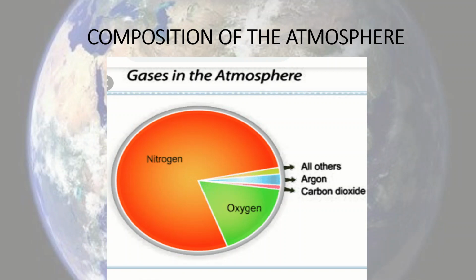Let's move on to the composition of the atmosphere. In this pie chart, you can see that nitrogen and oxygen take up the majority of space, whereas the other gases take up only a little amount.